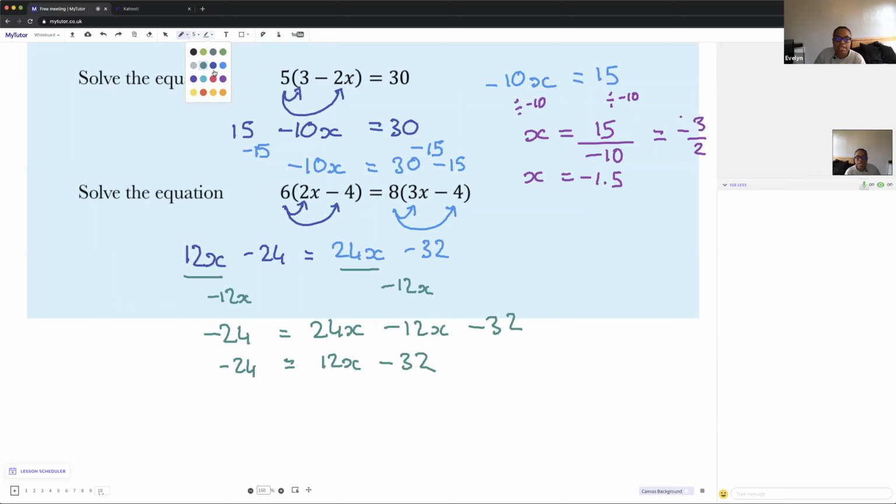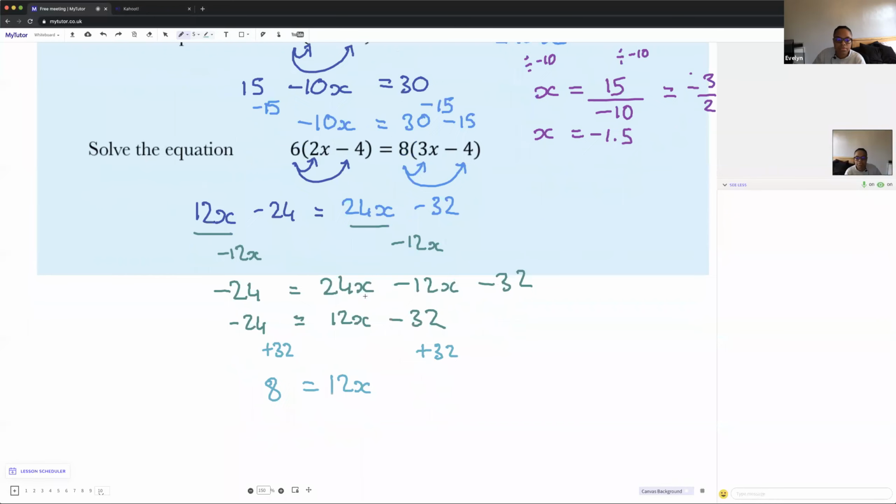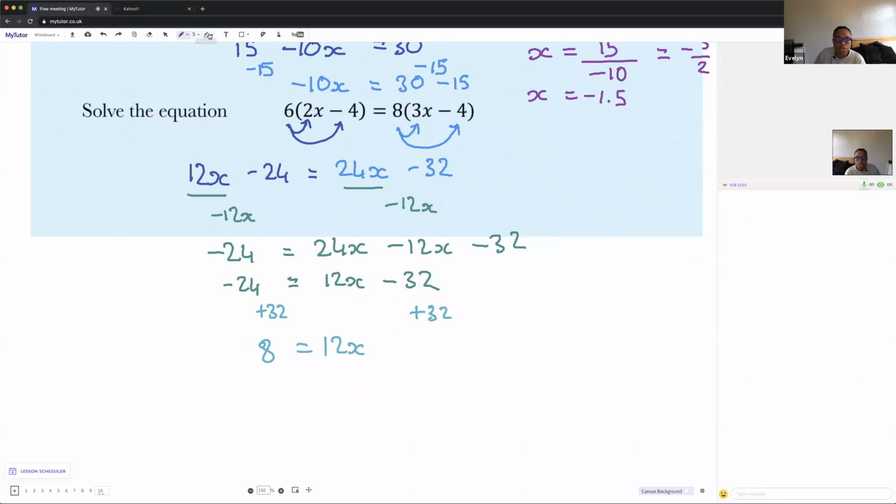And then we're going to continue to solve it. So I want to get rid of this minus 32. I'm going to add 32 to both sides. So we've got our 12x on the right hand side, and then minus 24 plus 32 is 8. And then the last thing to do is to divide both sides by 12, because we want to get rid of that 12. We want to get x by itself. So we've got 8 divided by 12 equals x.